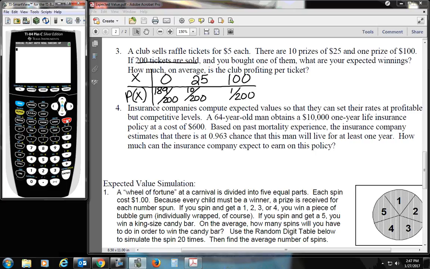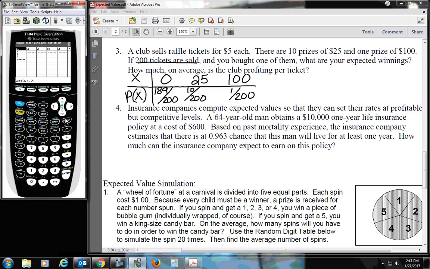On the calculator, one thing I really like about putting the stuff in the list is that the list can even handle fractions. I don't have to convert those to decimals. In list 1, I'm going to put my X's, which are the total amounts of money I could win. I could win 0, I could win 25, or I could win 100. Next to it, I'm just going to put the fraction and let the calculator deal with changing it to a decimal for me. So I'm going to do 189 divided by 200.